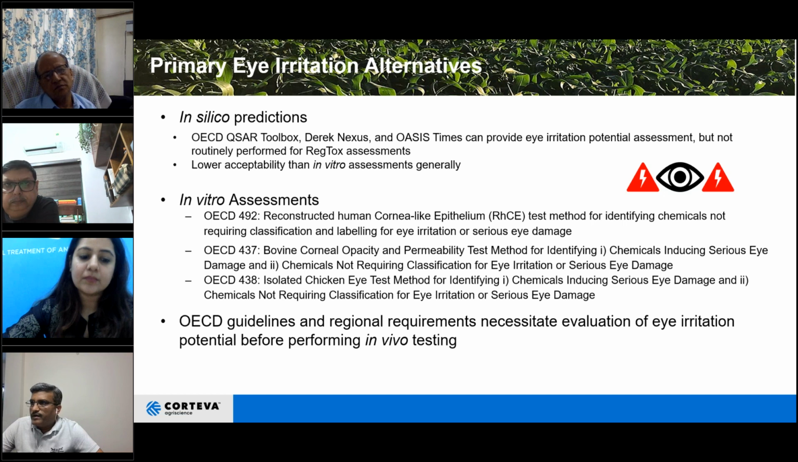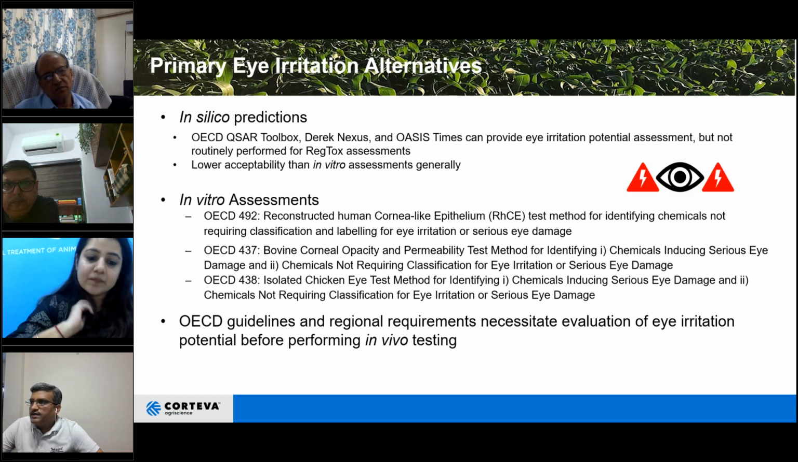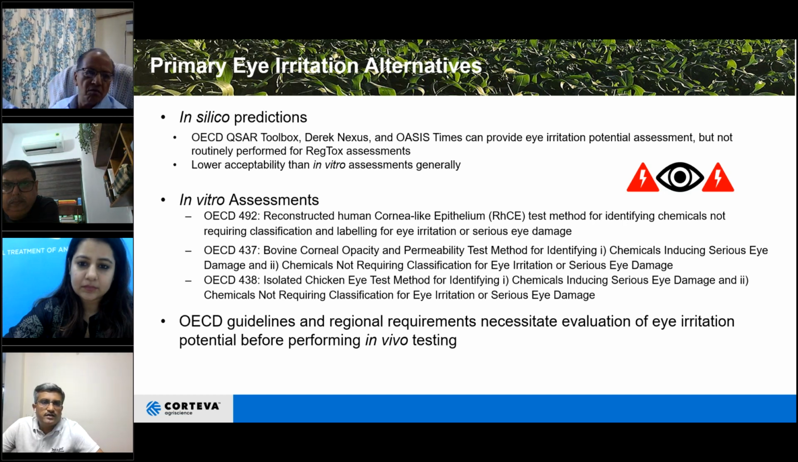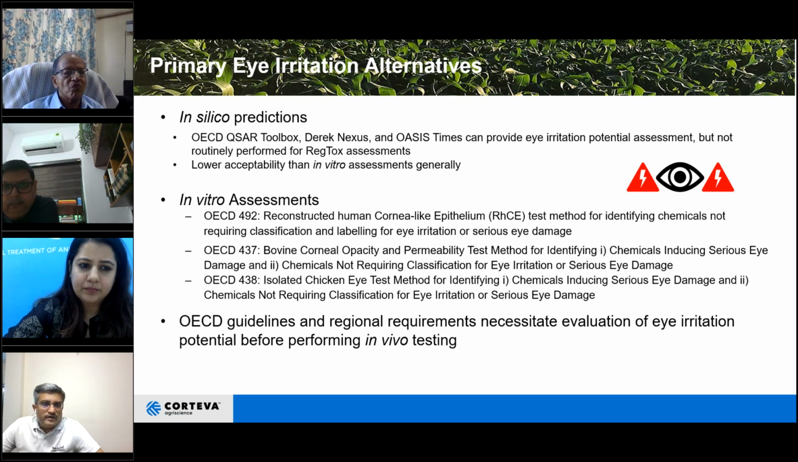Some of the available alternatives in the in silico prediction field are the OECD QSAR Toolbox, Derek Nexus, QSARs, and so on. But these tools are not routinely performed for regulatory assessments, and they have lower acceptability than in vitro assessments generally. So there are in vitro assessments available. Major ones are OECD 492, 437, and then 438, which I will not go into the details of as the previous speaker has elaborated them.